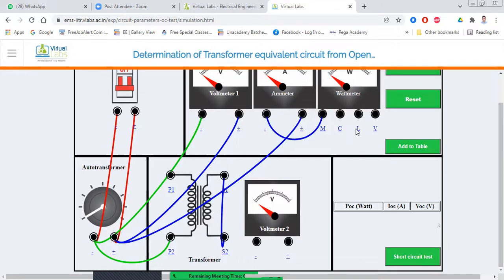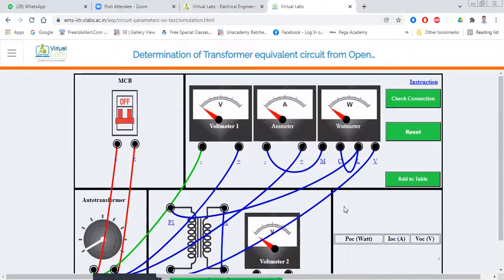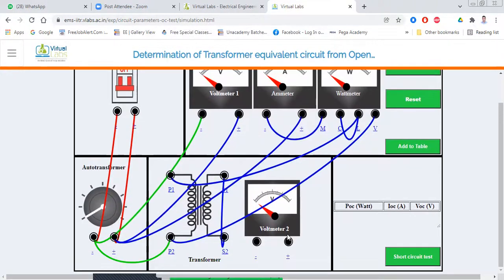Obviously, C and L, these two terminals are shorted in the wattmeter, and P1 and P2 are open. So we connect P1 of the transformer to the L terminal of the wattmeter, and we connect P2 of the auto transformer to the P terminal of the wattmeter. So I think our circuit is completed. First, we have to check whether the circuit is right or not.